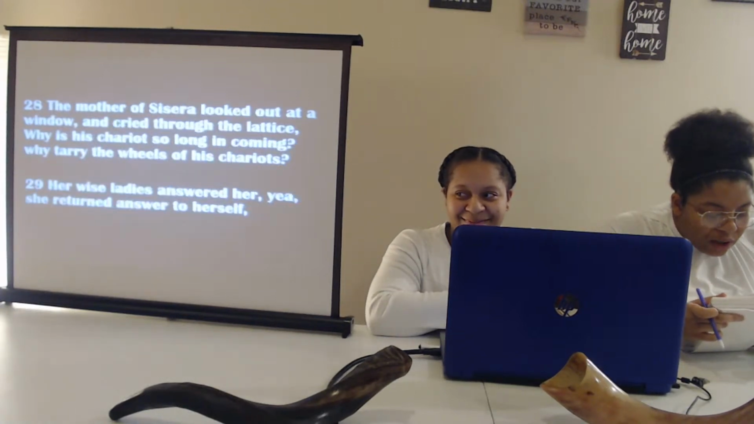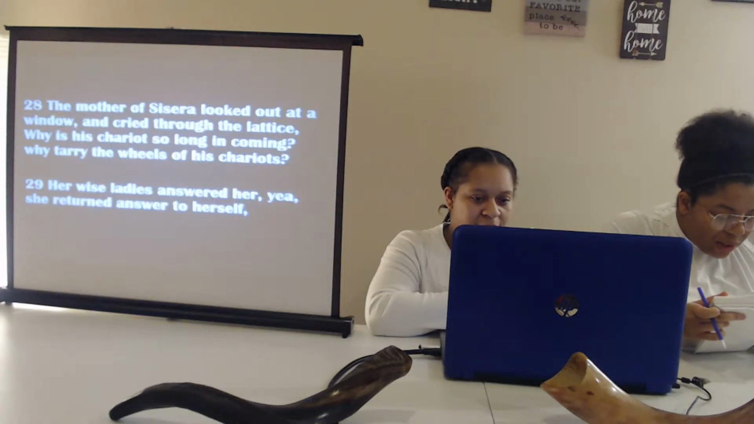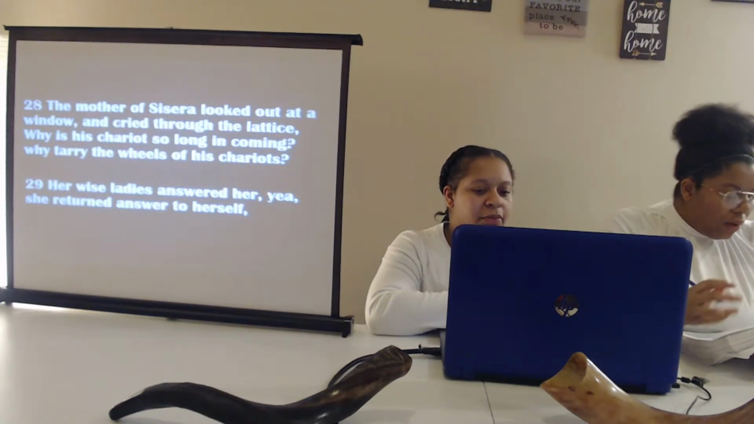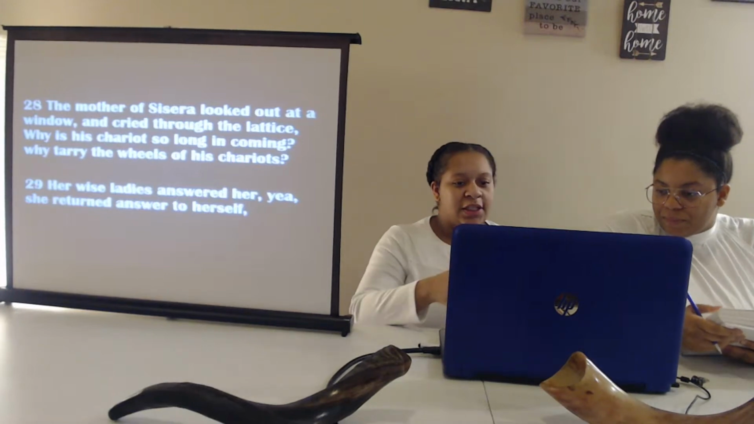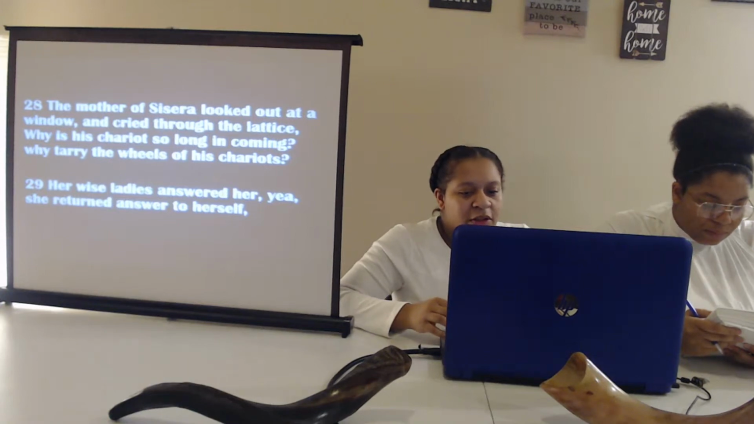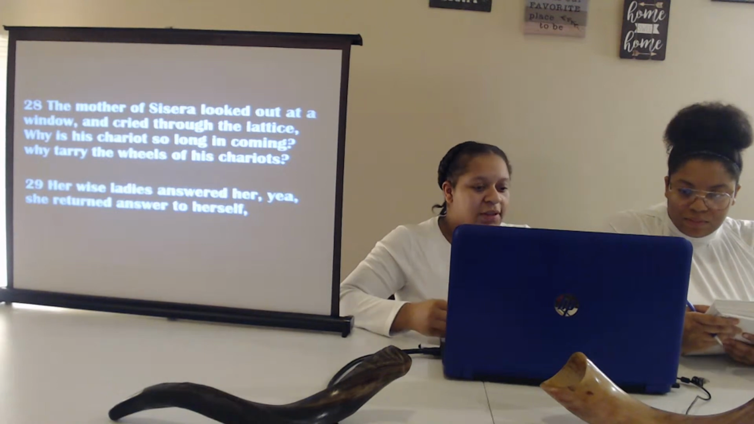The mother of Sisera looked out at a window and cried through the lattice. Why is his chariot so long in coming? Why tarry the wheels of his chariots? Her wise ladies answered her, yea, she returned answer to herself. So here, verses 28 through 30. Well, we're going to get what 30 is, because 30 is a bigger verse, and we have to break that down. So this is just a reflection on the disappointment of the Sisera survivors.